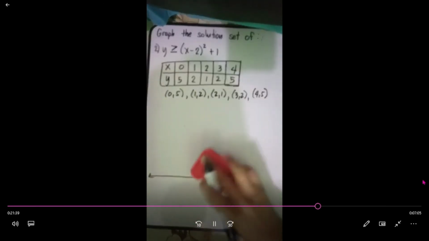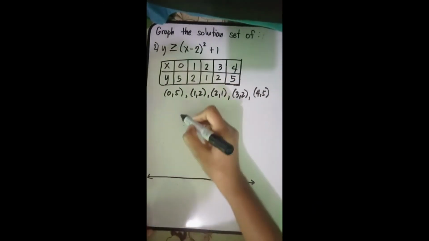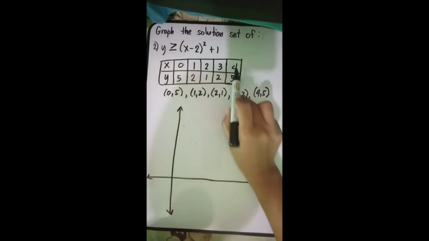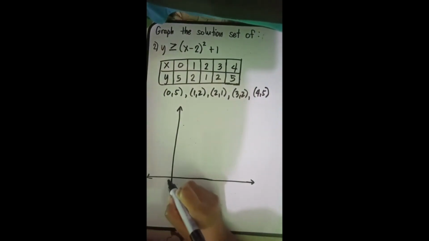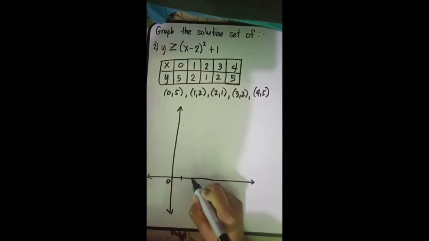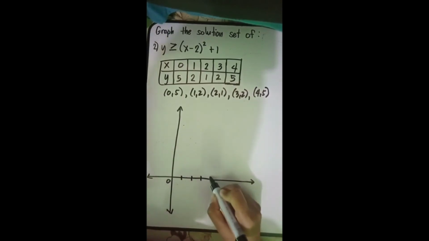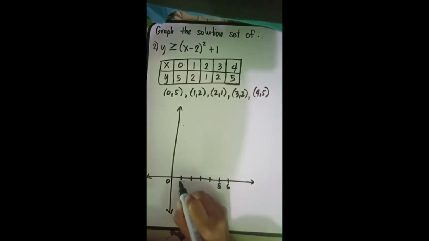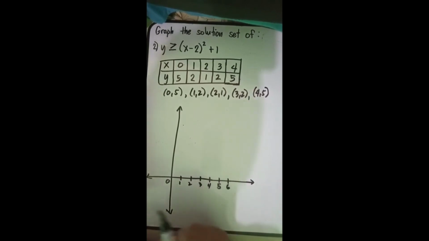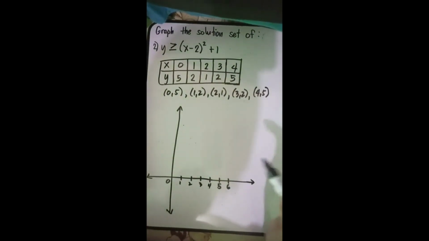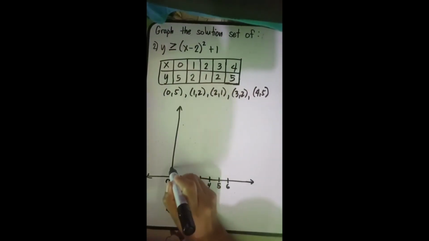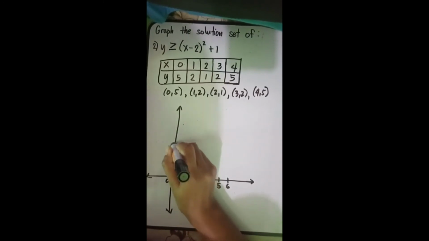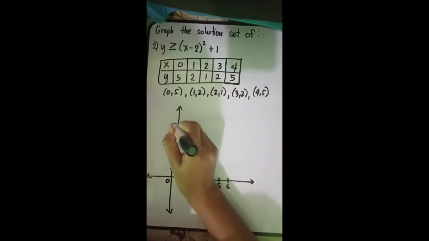Lipat natin yung y-axis natin. Lagay natin dito, kasi wala tayong values ng x na negative. So, dito si 0, of course. We have 1, 2, 3, 4, 5. Dagdagan natin ng isa, 6. Okay? So, sa y-axis naman, gawa ulit tayong interval. So, 1, 2, 3, 4, 5, 6.